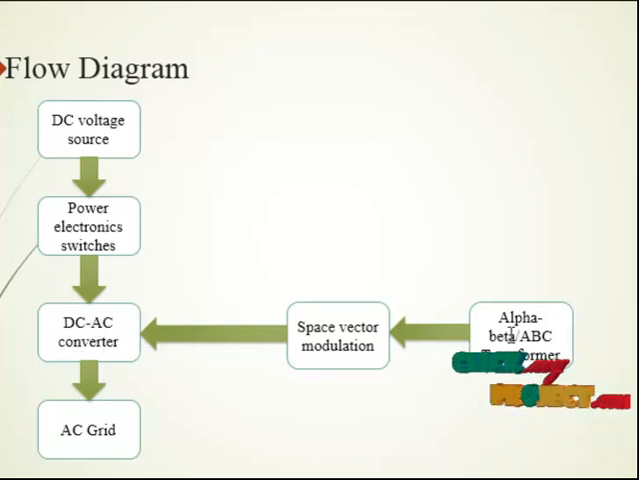The intermediate section is the alpha-beta to ABC transformer. This is the main role of our control circuits. This transformation is applied with space vector modulation. The space vector modulation generates the switching pulses, our triggering pulses, for the DC to AC converter. With these changes applied to the DC to AC converter, power is simultaneously stored and released from our source system. This is mainly controlled by these circuit elements.